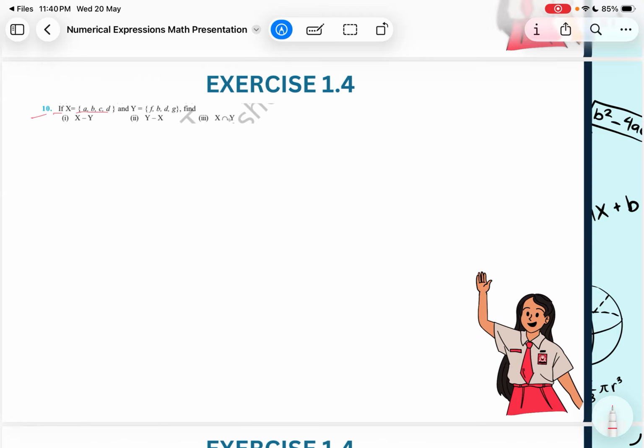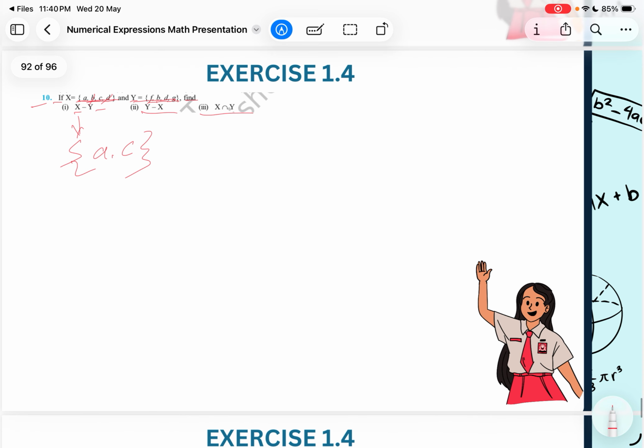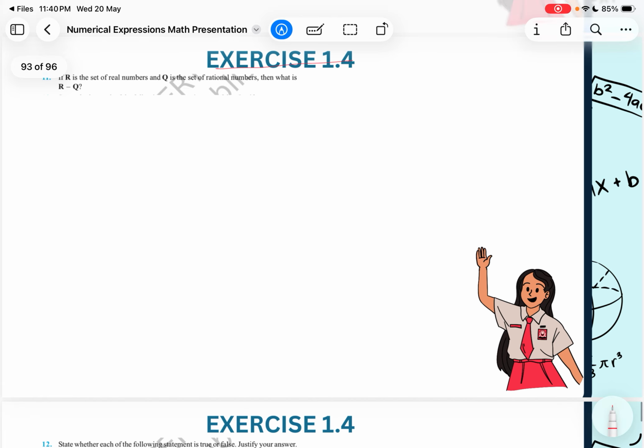Now question number 10. If X equal to {a, b, c, d} and Y equal to {f, b, d, g}, find X minus Y. It means all the elements of Y we have to remove from X. So f is not here, no need to remove. b is here, remove it. d is here, remove it. g is not there, so the answer will be a and c, right? You can do this on your own.